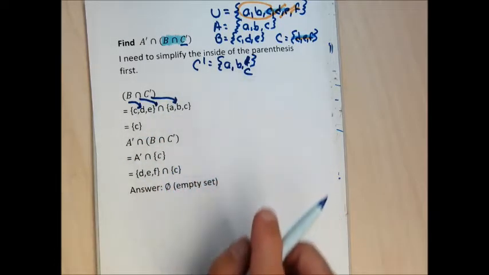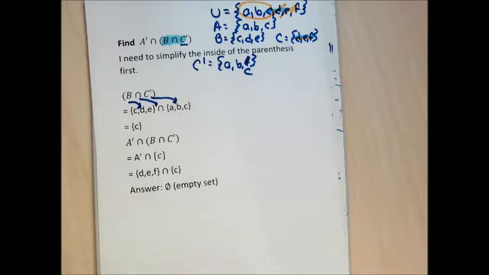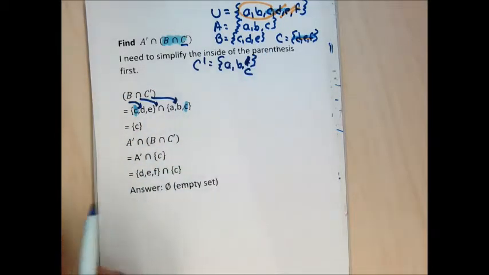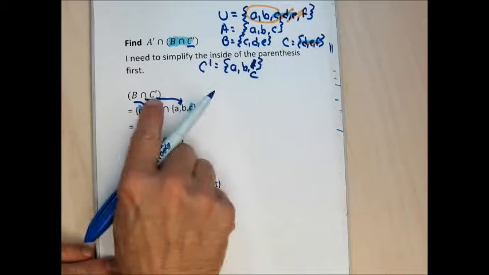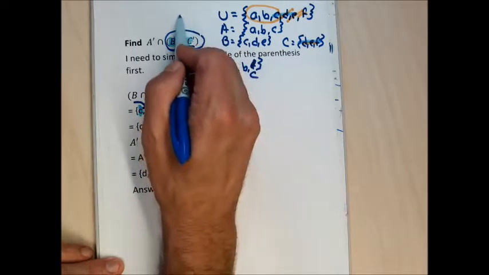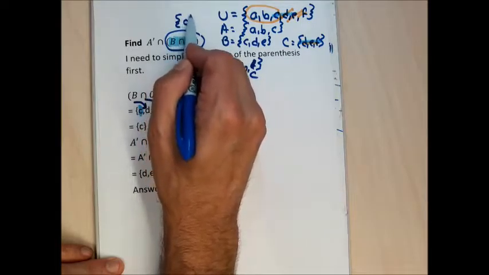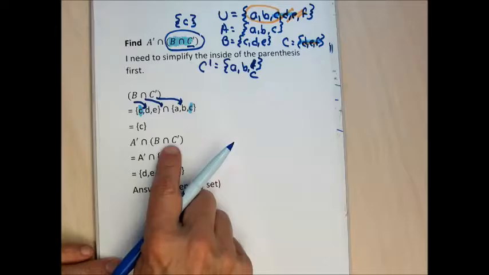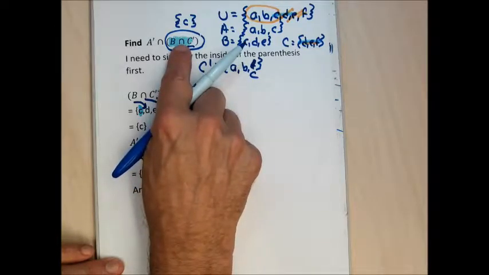And how do I do intersection? Intersection is what the sets have in common. Both sets have a C, and that's the only letter they have in common. So the B intersection C complement, this whole parentheses, is going to simplify to the set that just contains the letter C. So now I'm able to drop out the parentheses.